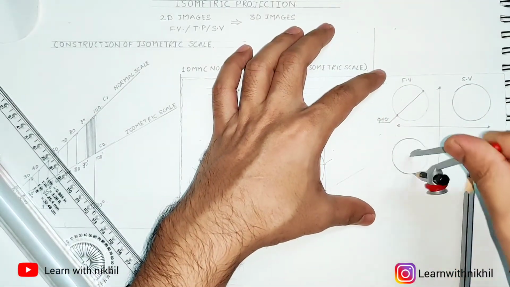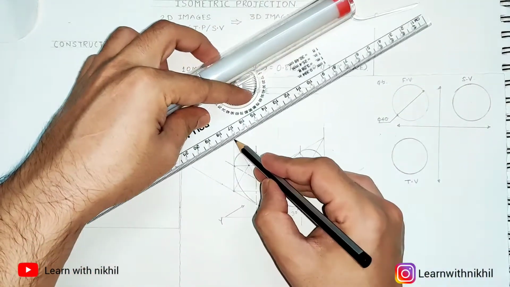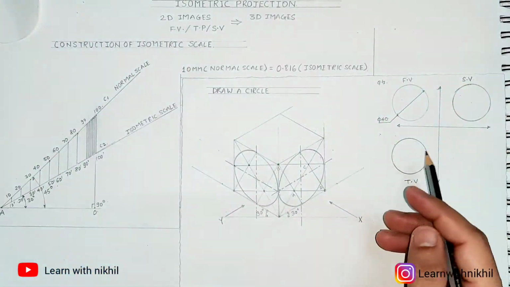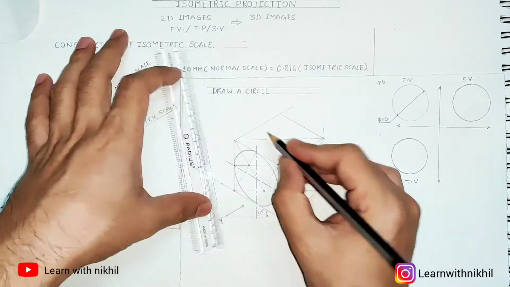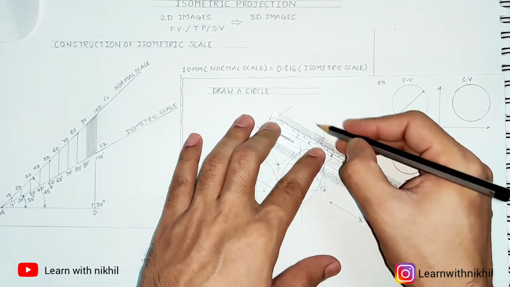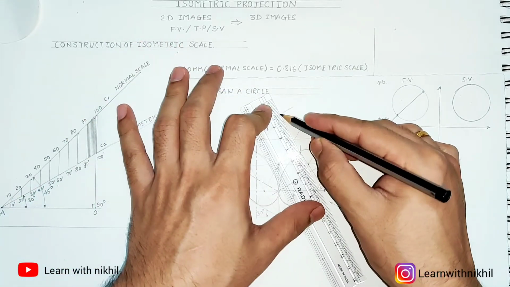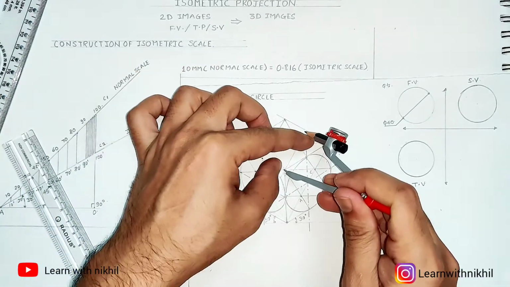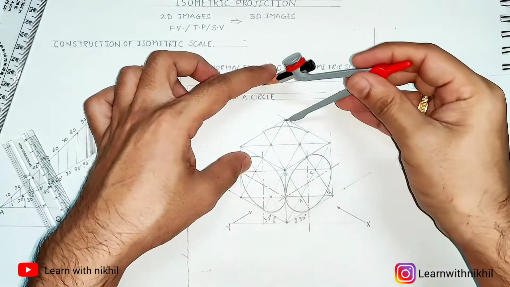Now for drawing the top view as a circle, same procedure. Draw the square of side 40 mm. So the top side is a square. Join the longest diagonal, and from the other points join to the midpoint of opposite lines. And from these 4 points we will draw the ellipse, taking the radius, marking the arc. The top view will look like this.